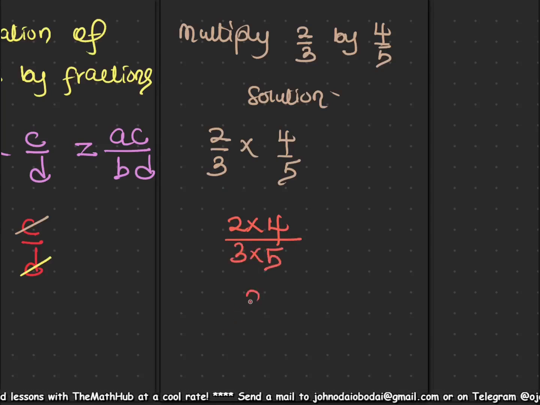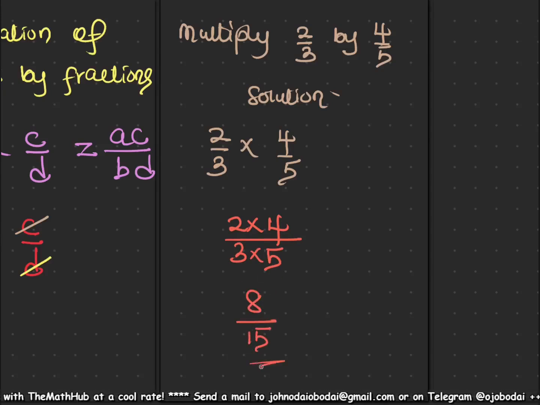And 2 times 4 gives us an 8, whereas 3 times 5 gives us a 15. This becomes our answer for the multiplication of the fraction above.